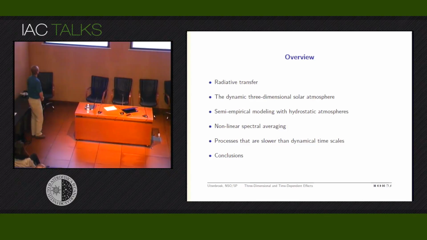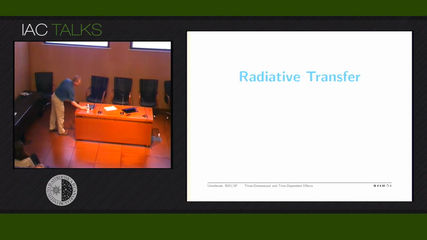Then I will talk about semi-empirical modeling, which is one of the approximations that has been used very widely, and which also has its problems. Then I will talk a little bit about nonlinear spectral averaging as one of the problems of dealing with a non-homogeneous atmosphere, and also the effect of dynamics when processes that determine the radiative transfer in the atmosphere are slower than the dynamic timescales on which the atmosphere changes. You also have problems, and you cannot use hydrostatic models. And then I will end with some conclusions.